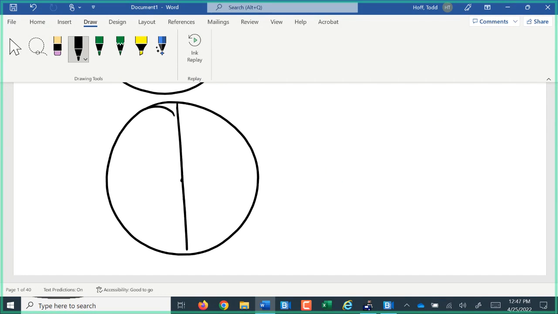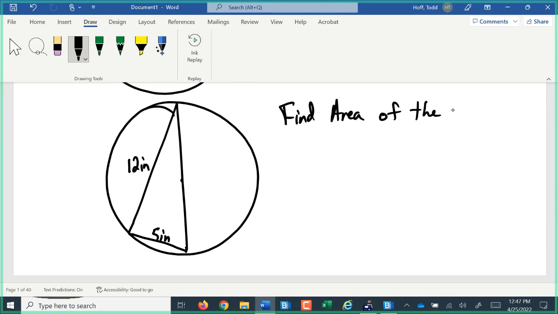Let's say we have a diameter of a circle. If I know that this length here is 12 inches, and this length here is 5 inches, find the area of the circle. And yes, that is the diameter of the circle.